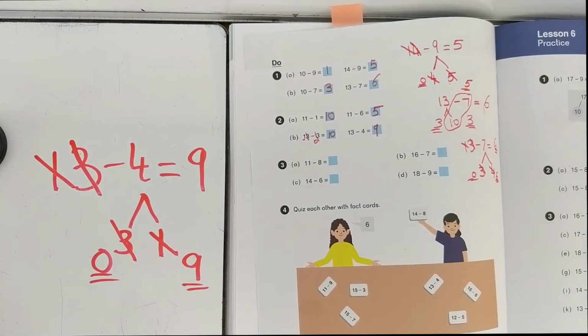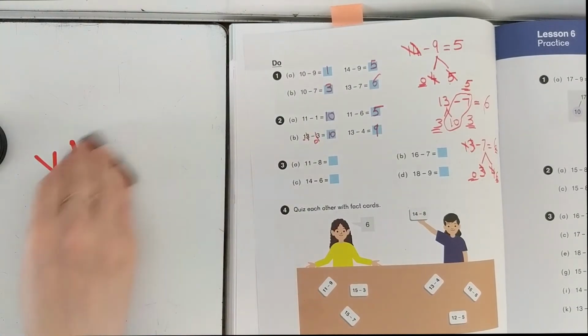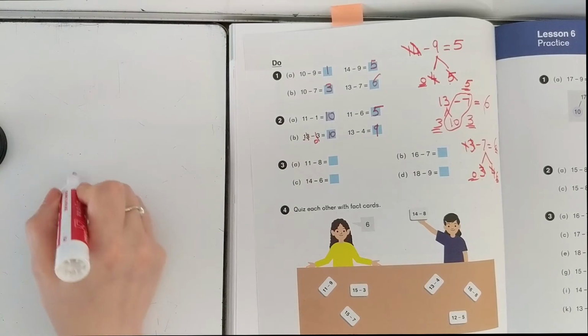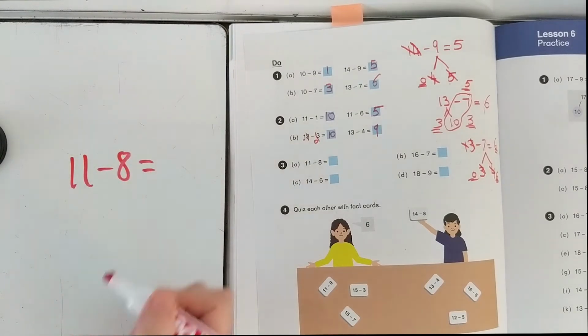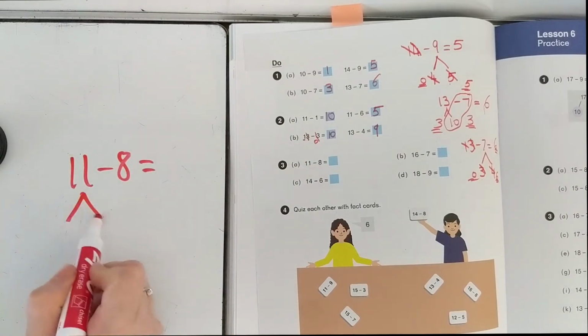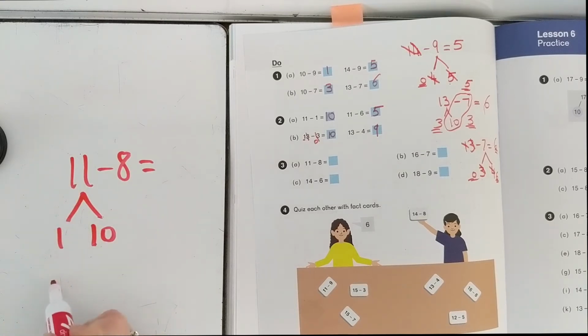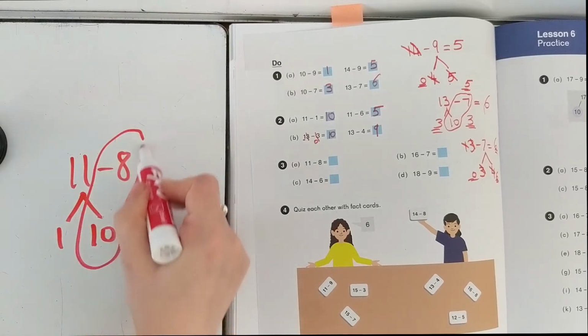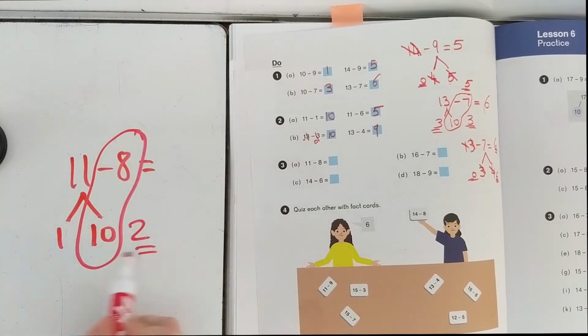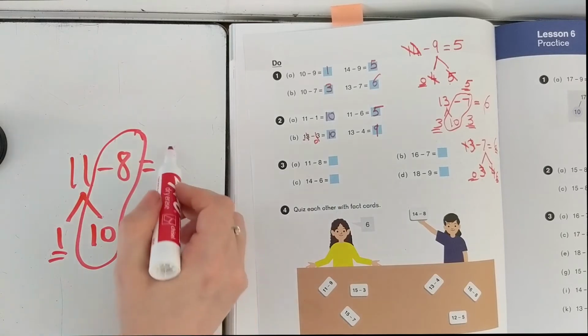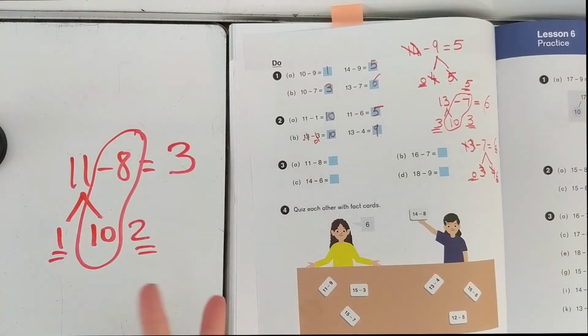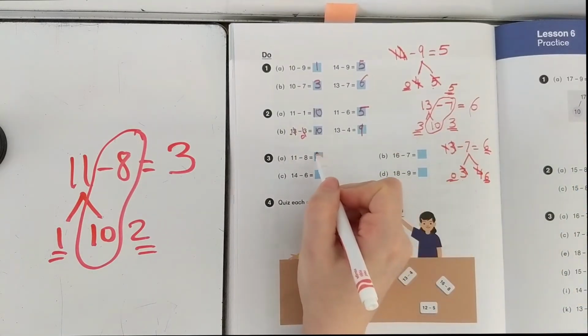Let's look at number 3. 11 minus 8. For this one, I really want to take away from the tens place. So I'm going to say inside the 11, there is a 10 and a 1. 10 minus 8 is 2. Add those leftovers. 2 plus 1 is 3. Notice you can choose either method to get to your answer. You just want to think which one sounds easier for you.